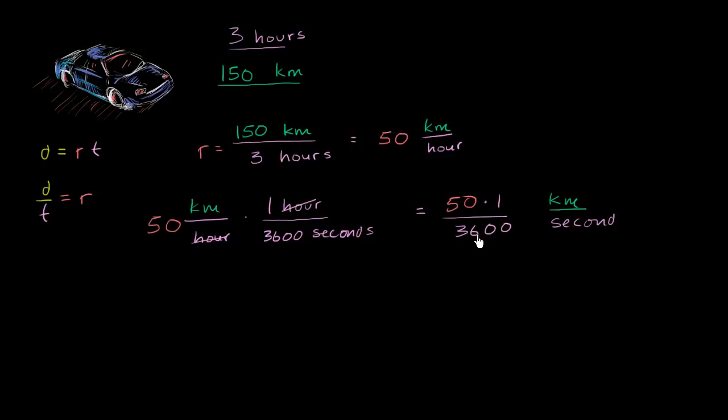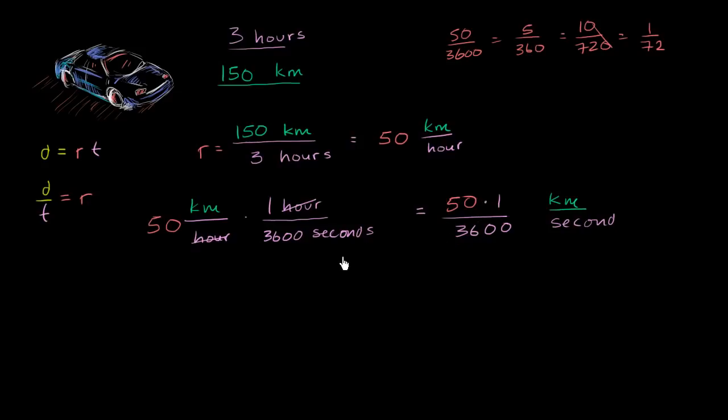And this fits our intuition. In a second, you're going to go 1/3600th as far as you would go in an hour. But let's actually think about what this is equal to. 50 over 3600. So this is going to be the same thing as, let me just simplify it over here. So 50 over 3600 is the same thing as 5 over 360, which is the same thing as, let me write it this way, 10 over 720. And I did that way because that makes it clear that that's the same thing as 1 over 72.